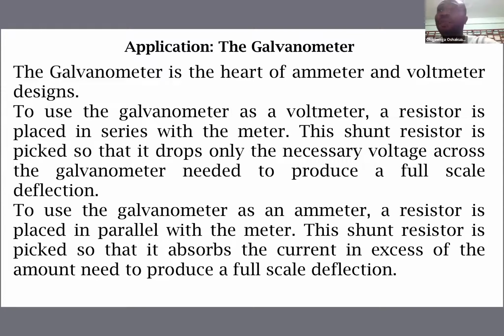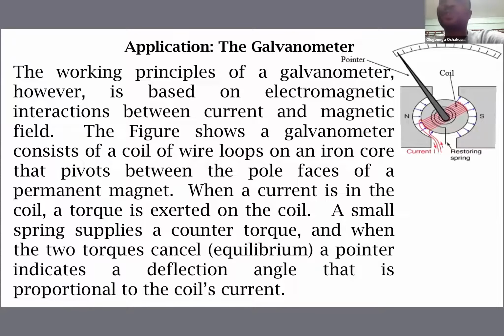So let's look at the working principles of a galvanometer. It's also based on electromagnetic interaction between current and magnetic field. So current flows into a coil in the galvanometer, and the coil is placed within a magnet. You can see this is North Pole, this is South Pole. Because we have a magnet here, we have a magnetic field present around the coil.